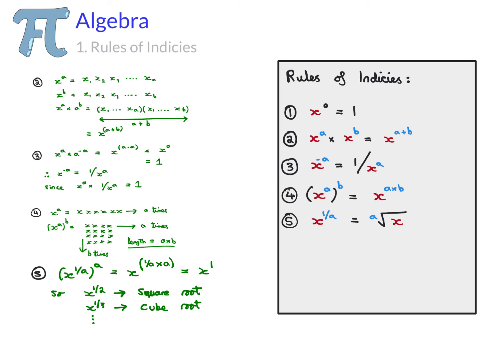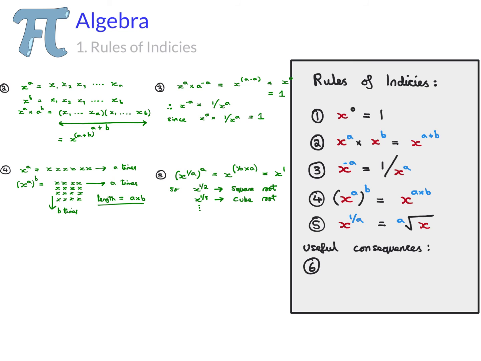These rules imply a couple of others that are useful to write down. If you had x to the power of a divided by x to the power of b, we could use this rule to write the 1 over x to the power of b term as x to the power of minus b. This rule then tells us this is x to the power of a minus b.